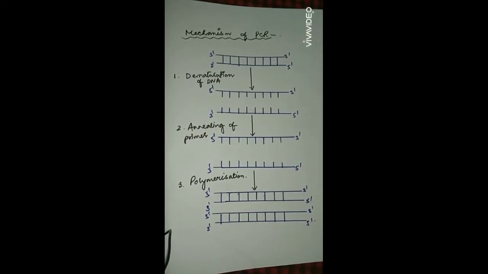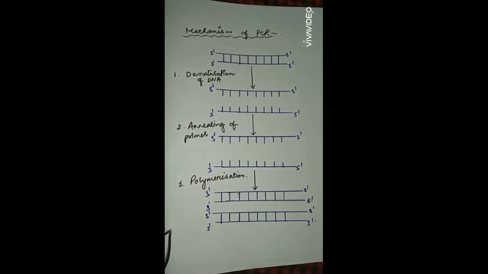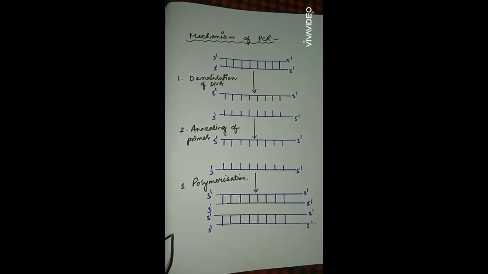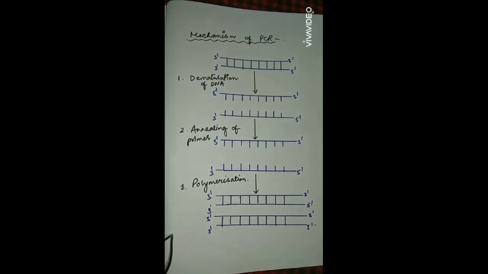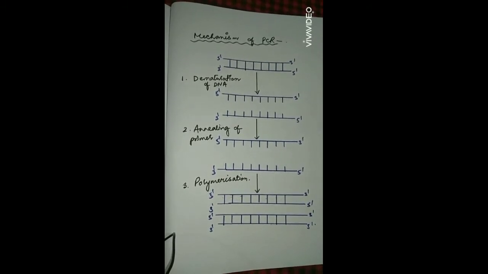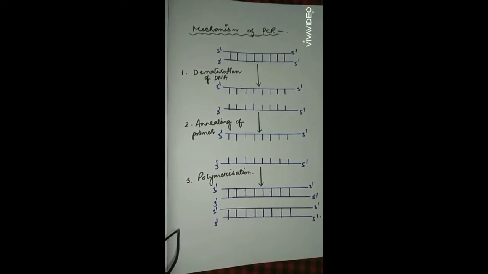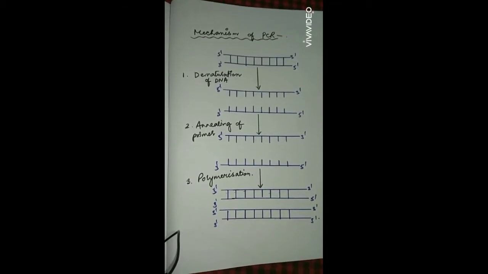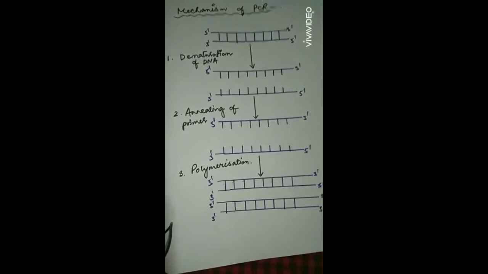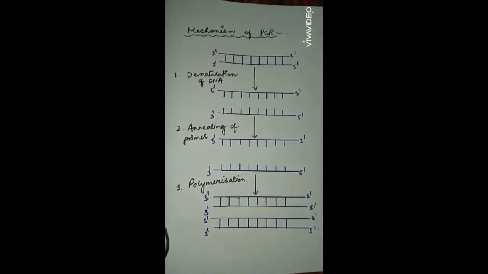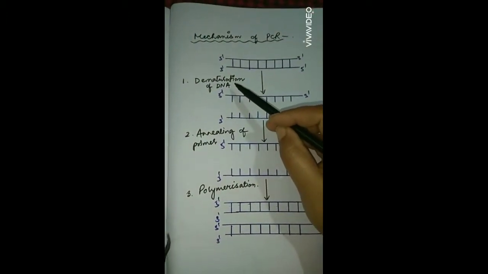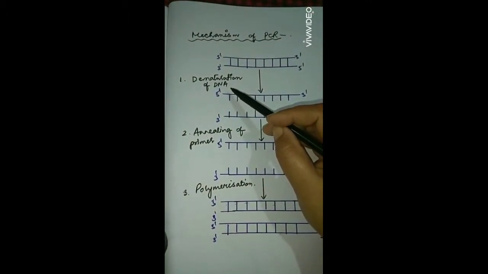So let's start with the mechanism of PCR. Generally, during the mechanism of PCR, the principle that is adopted is that high temperature is applied to the DNA strand, and because of applying high temperature, as you know, biomolecules under high temperature generally get denatured. So here the DNA will get denatured. That is why the first step is denaturation of DNA.